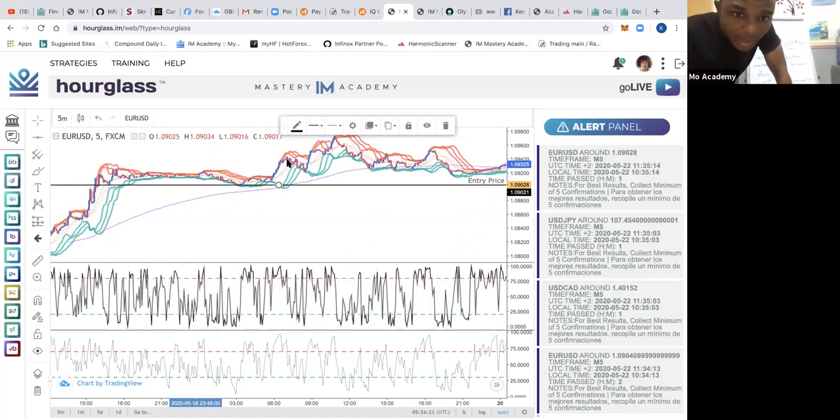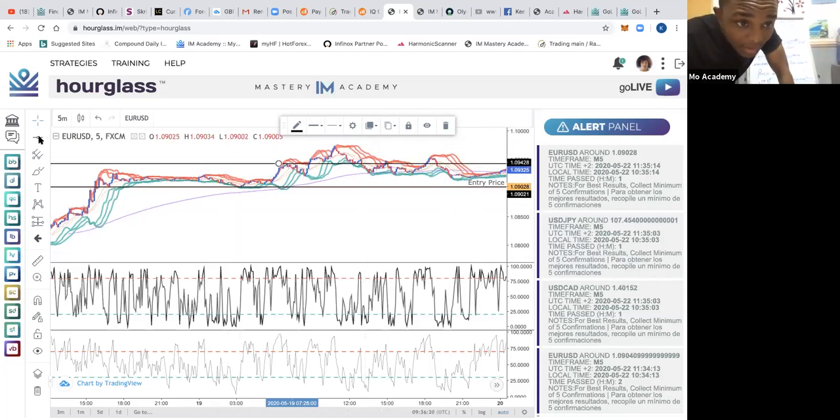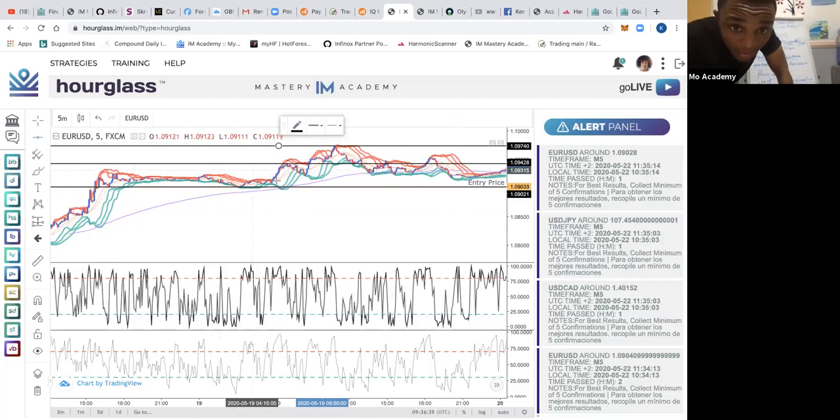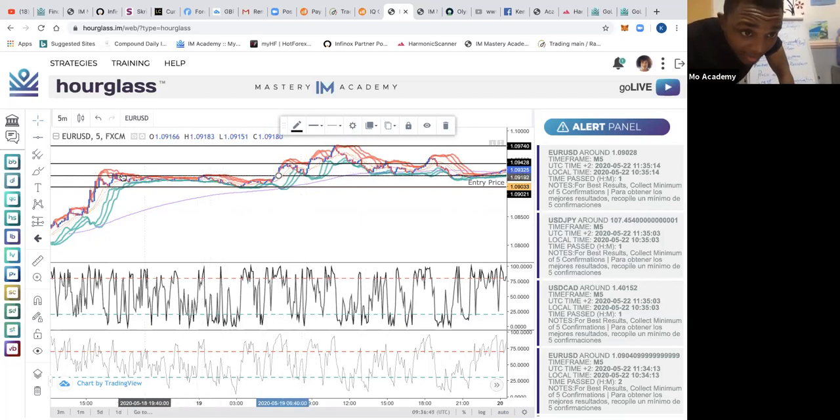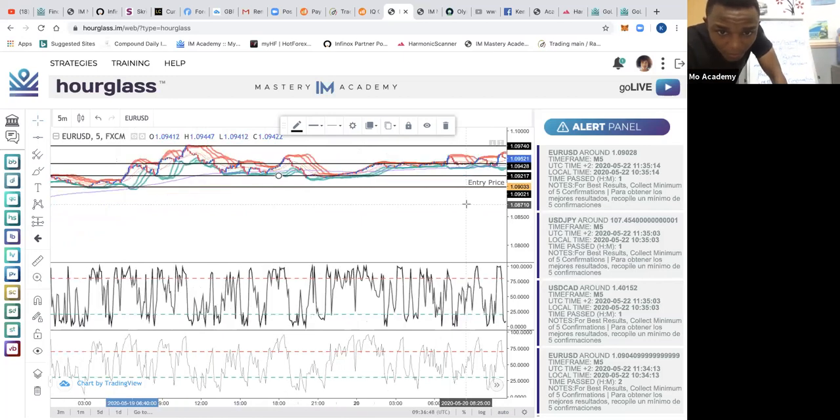Right, and this is a ceiling. I want to show you guys something here. This is a ceiling. Good. And this is also what? A floor. This same floor is a ceiling. Now let's see the magic here in the future.